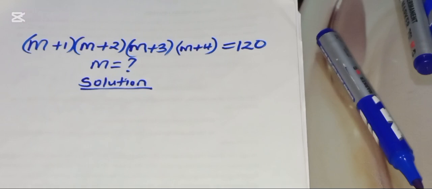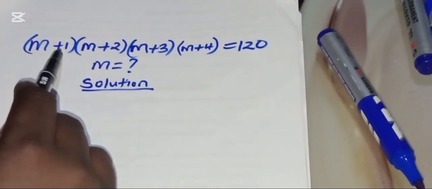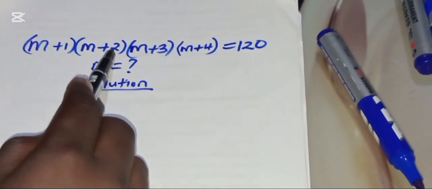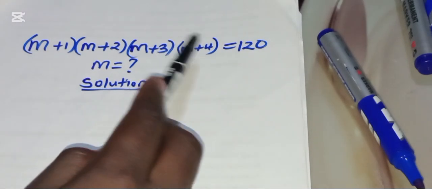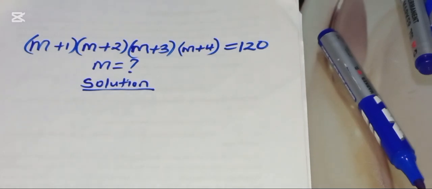So let's proceed. Now we have (m + 1) multiplied by (m + 2) multiplied by (m + 3) multiplied by (m + 4). This is equal to 120. So this is the value of m.